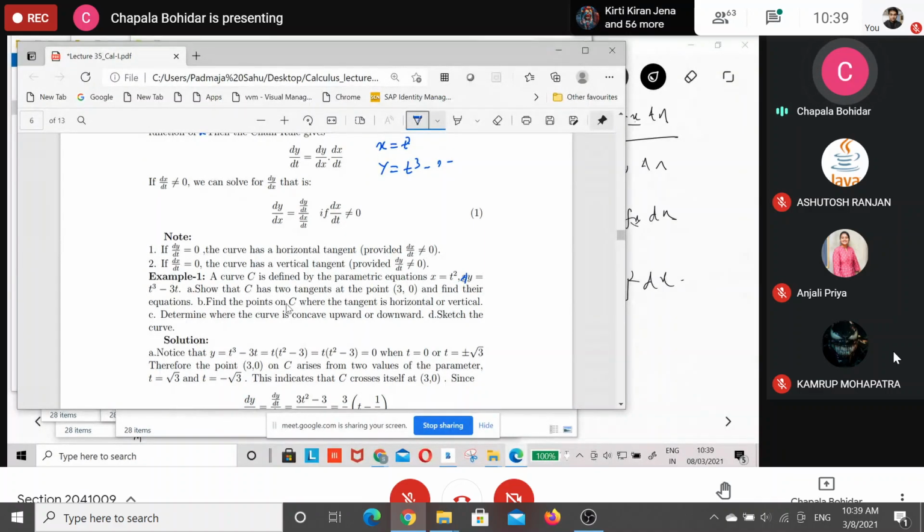So what will we do here? For the equation of the tangent, we have to find dy by dx, which is equal to dy by dt divided by dx by dt. So dy by dt is 3t square minus 3 and dx by dt is 2t. Okay. So for the horizontal tangent, dy by dt is equal to 0. So 3t square minus 3 is equal to 0. Okay, here it is written. Yes, you see.